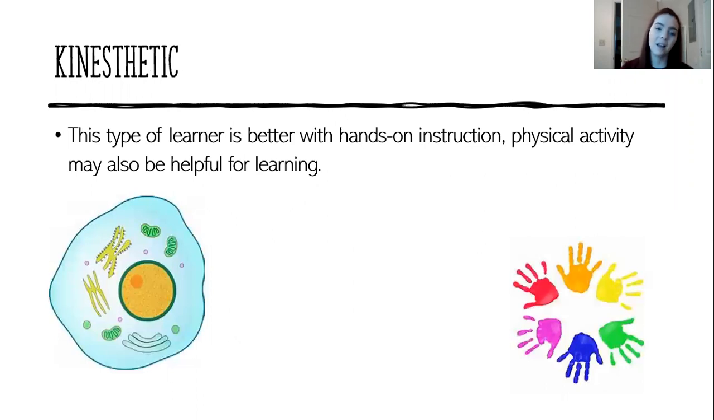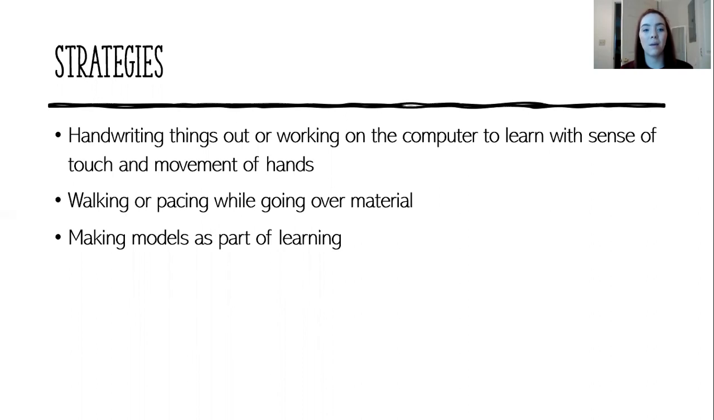So kinesthetic, this type of learner is better with hands-on instruction. Physical activity may also be helpful for learning. I attached this model of the cell as part of learning. Going to the labs in biology-based classes, or any labs where you have models, helps you learn and feel where those pieces are based on holding the material and going through that.